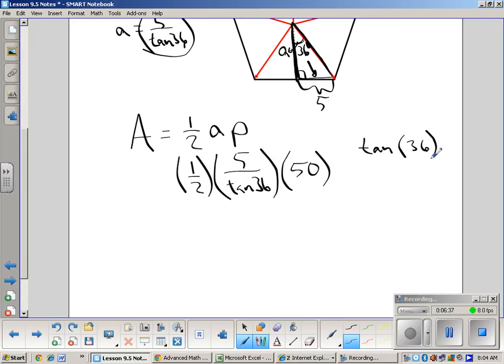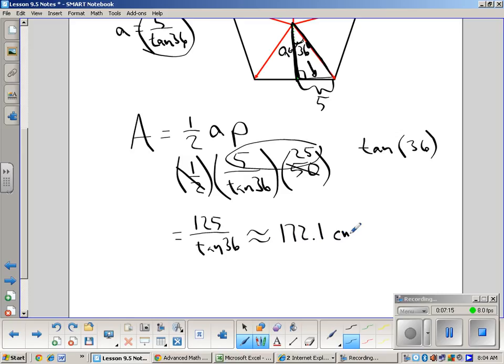If you want to simplify, half of 50 is 25. 25 times 5 is 125. So we can get 125 over tan 36. Then if you plug it in, there'll be less chance of plugging it in wrong. I'm not saying you have to simplify. You can just plug it in your calculator the way it is. 0.5 times 5 divided by tan 36 end parenthesis times 50, and it'll give you what? 172.1 square centimeters. Okay?